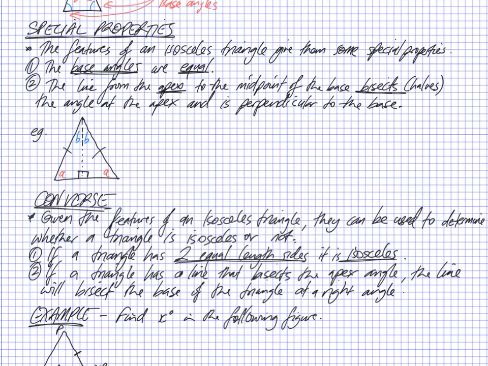The second special property is that the line going from the apex down to the midpoint of the base bisects the angle at the apex and is perpendicular to the base. So the line we're talking about here, going from the apex down to the midpoint of the base, cuts this apex angle in half. That's why you've got a B on either side. And also, if it hits the midpoint of the base, it's going to meet the base at right angles. Also, it's bisecting the base, so this side should be the same length as that side.